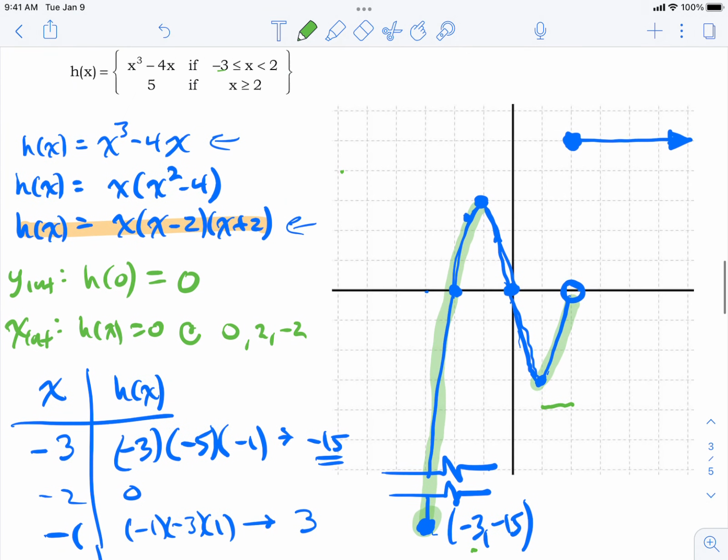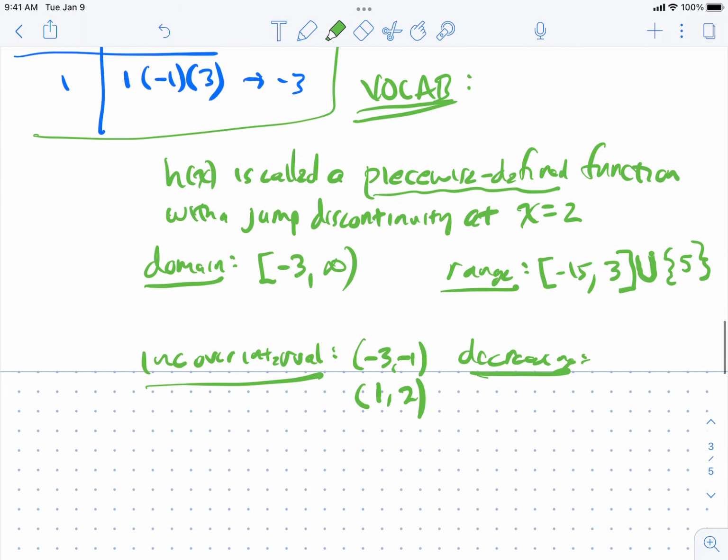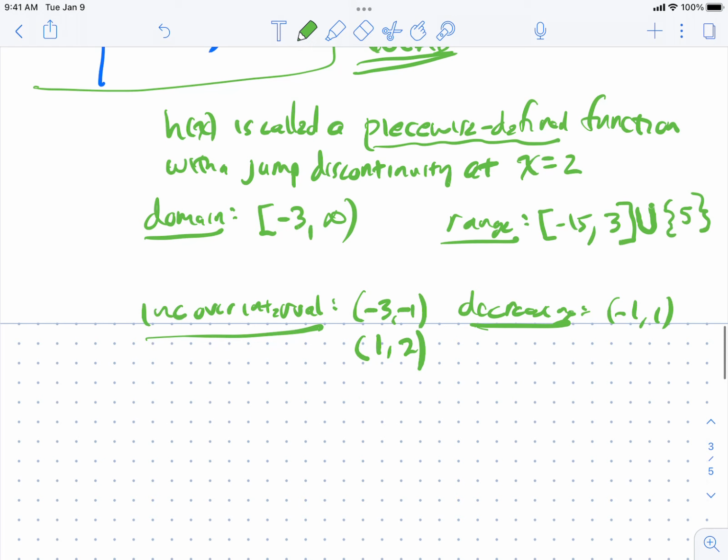Decreasing. Where is it decreasing? Well, you can kind of tell it's decreasing here. So from x equals -1 up to x equals 1 is where it's decreasing. And then I got another word for you. It's constant over the interval.